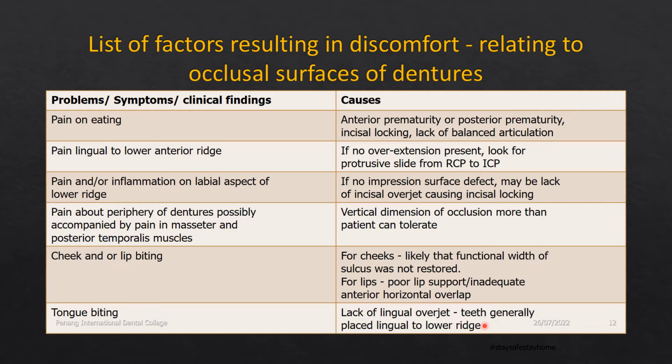Remember, we have Pound's line, which extends from the retromolar pad to the mesial line angle of the canine. So if the teeth are set too far lingual to this line, then this may result in encroachment upon the tongue space and may result in tongue biting.